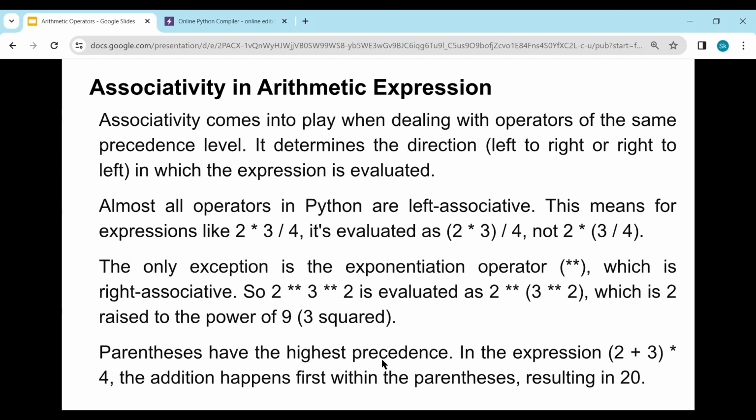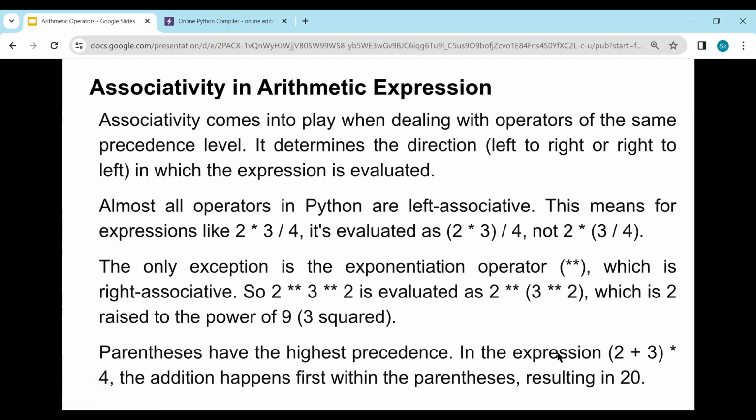Parentheses have the highest precedence. In the expression (2 + 3) * 4, the addition happens first within the parentheses, resulting in 20. Thank you, Alpha. Now you can see most of the operators, plus, multiplication, division, and so on, are of the same priority and are evaluated from left to right, except one exception, which is the power. So here, 2 to the power 3 to the power 2, we will evaluate not 2 to the power 3 first, but 3 to the power 2, which is 9. So it is 2 to the power 9, which is 512.